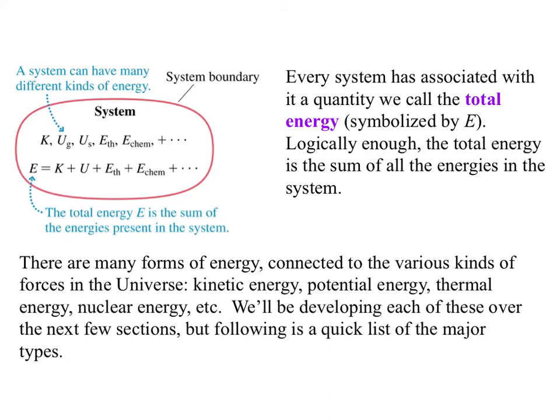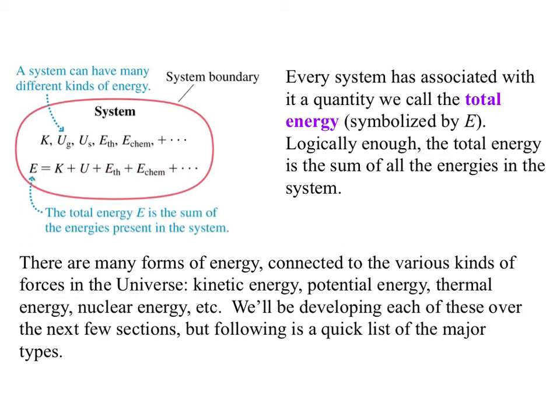Every system has associated with it a quantity we call the total energy, symbolized by capital E. Logically enough, the total energy is the sum of all the energies in the system. We see over here, mentally, and this is just a cartoon, a system boundary enclosing some stuff. Inside of it there are many different types of energy, and the total energy is just their sum.